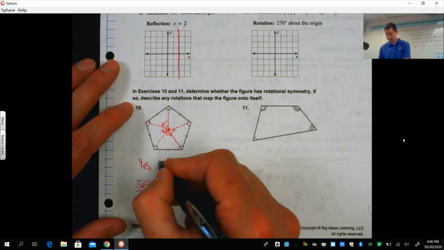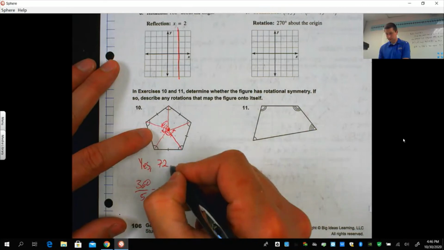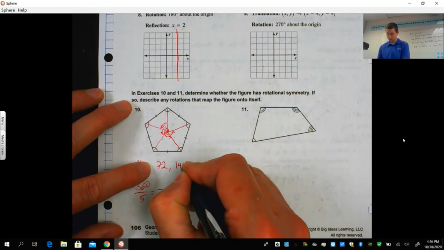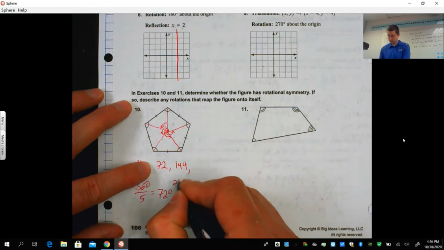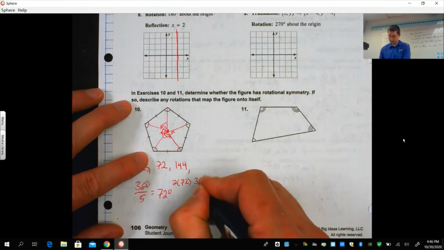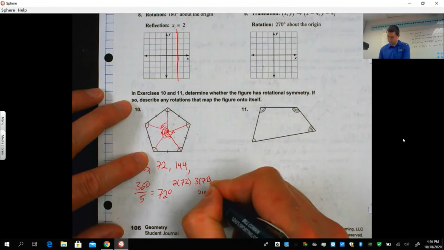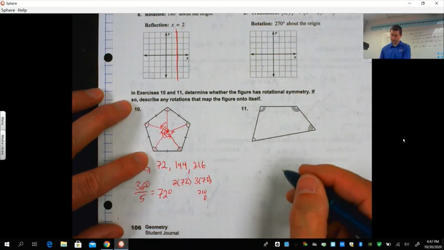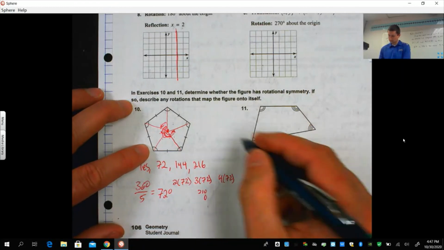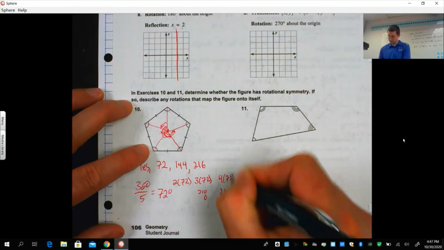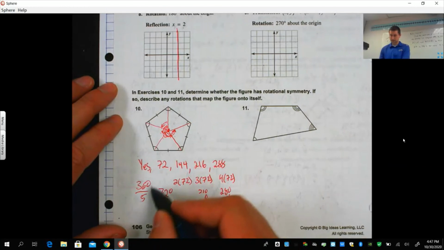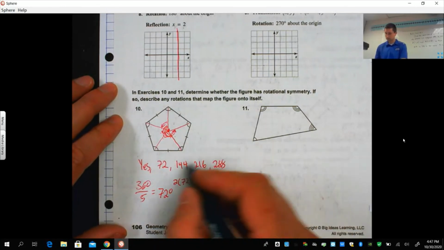The second one is 2 times 72, so that's 144. The third one, you have 72 plus 72 plus 72, that's 3 times 72. So that's 210 and 6, that's 216. And you have a fourth one here, which is 4 times those 72s. So that's 280 plus 8, so that's 288. Now if you do 5 72s, you're going to end up back at 360, which is where you started. So that's not a rotational symmetry. So those are the angles that would work for that regular pentagon.